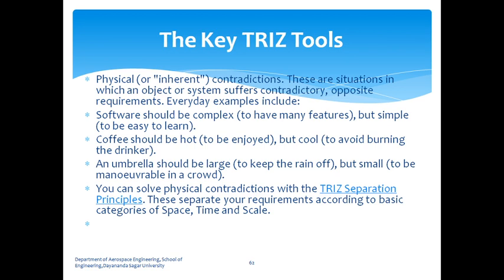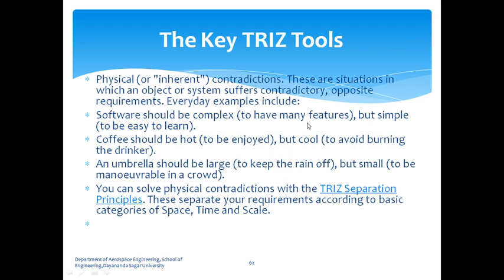He gives very simple examples, like coffee should be hot enough to be enjoyed, but at the same time it should be cool enough so that it will not burn the drinker's tongue. So hot and cool are the kind of contradictions. Obviously, you don't want to take the coffee cool because you don't like that. At the same time, it should be cool enough that it does not burn your tongue. So this is a contradiction.